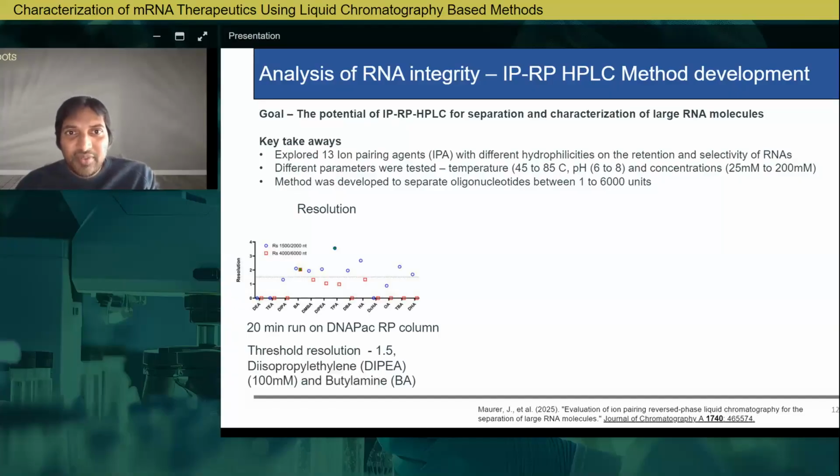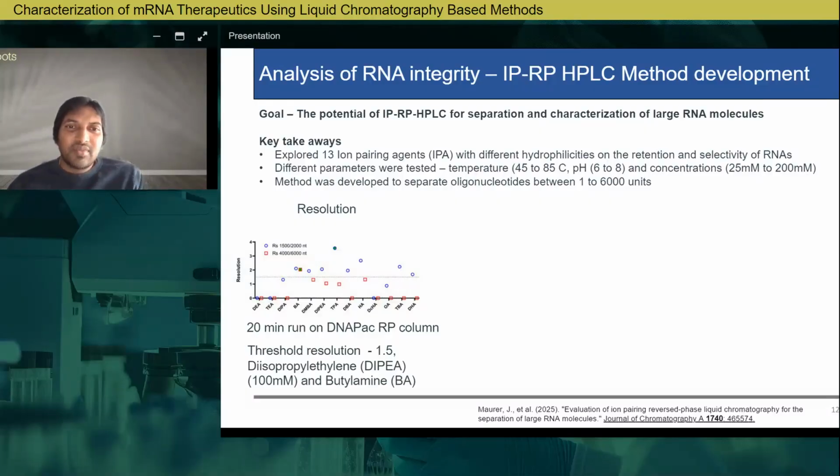So ideally, the first graph is kind of like they just take all these different ion pairing agents and create this resolution graph, and they have a threshold at 1.5. What we're really looking at is that anything around 0 doesn't provide good resolution, but anything above 1.5, with a green color, means those ion pairing agents have produced a good resolution of the specific RNA molecule.